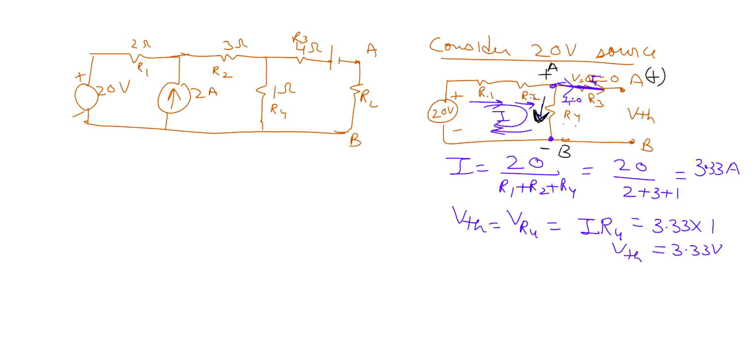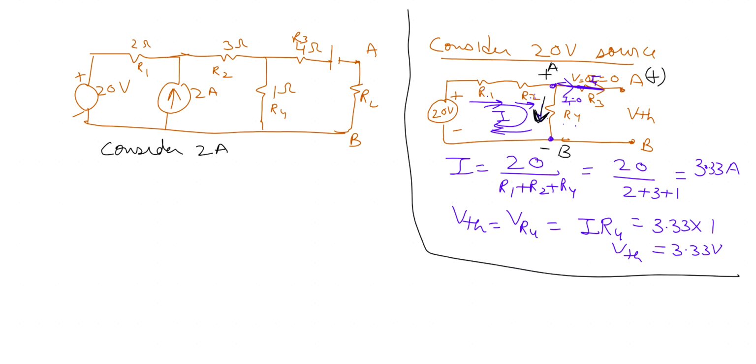Now we will consider the second circuit. So I'm considering the 2 ampere source. So consider the 2 ampere source. When you consider the 2 ampere source, this 20 volt voltage source is shorted. The 2 ampere source current goes this way.